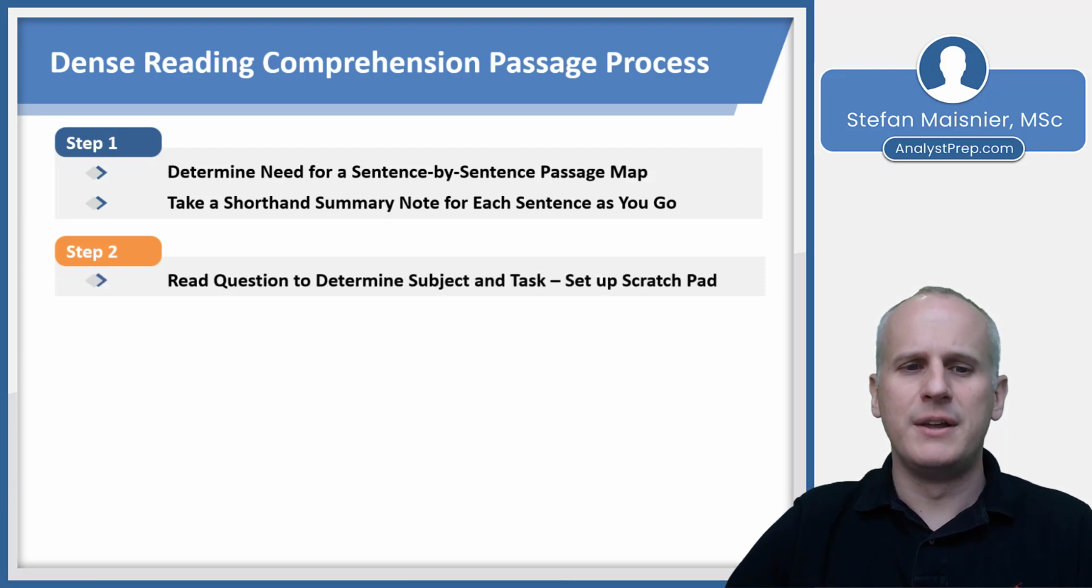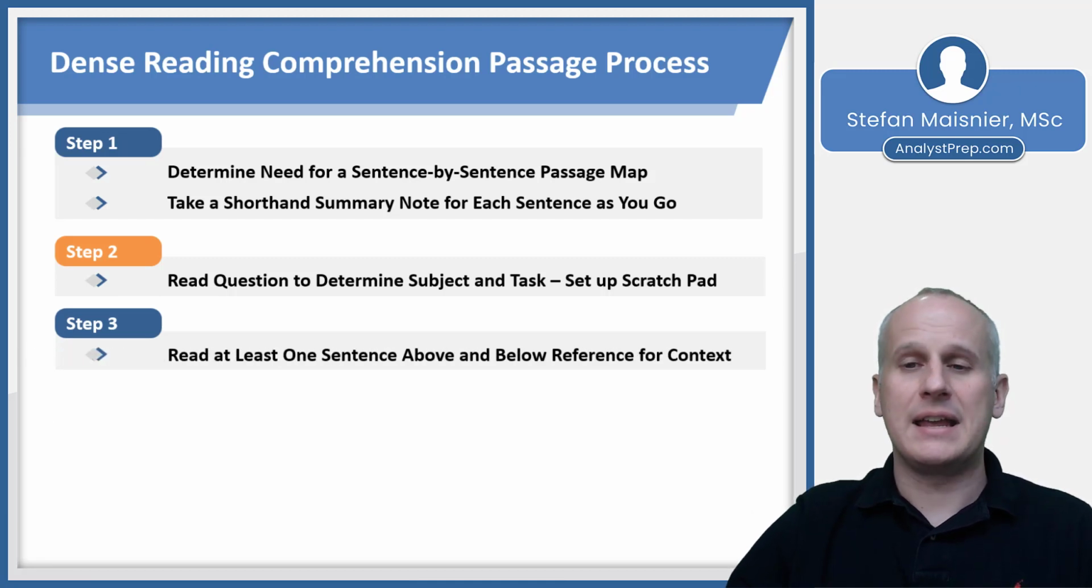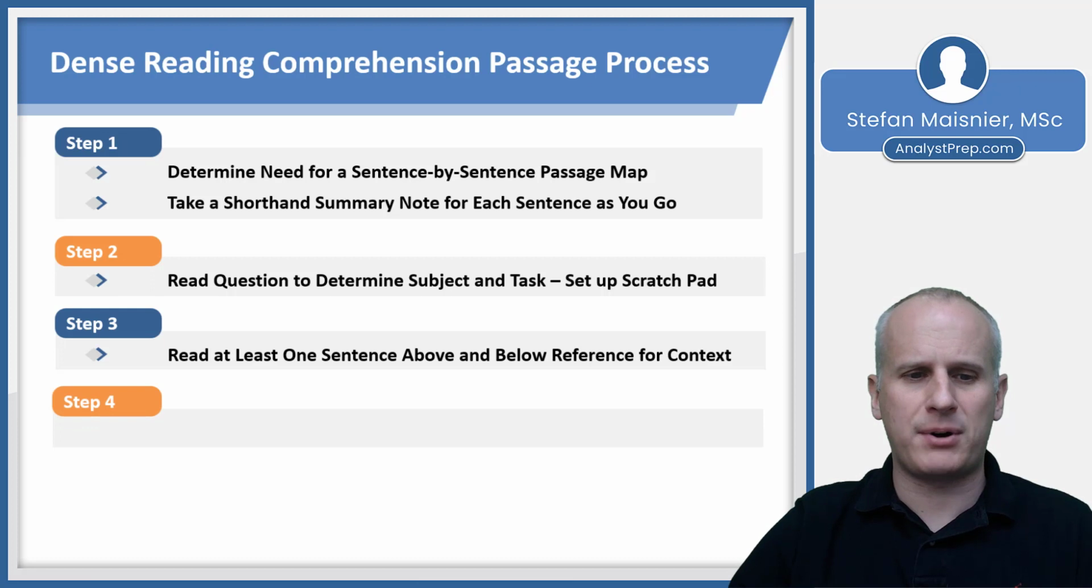And then step 2, read the question to determine the subject and your task. And of course, set up the scratch pad as normal with the question task in a standard what style phrasing. Then read at least one sentence above and below for context, but you can use your passage map to potentially expedite this process.